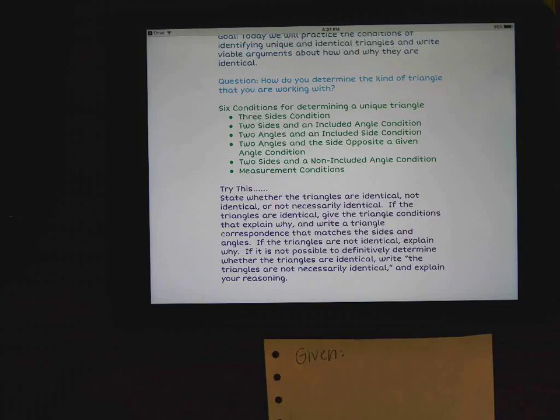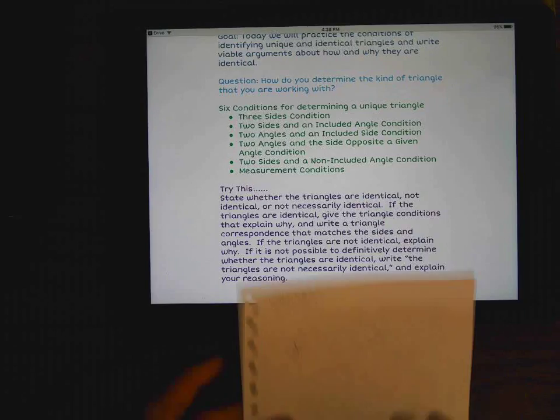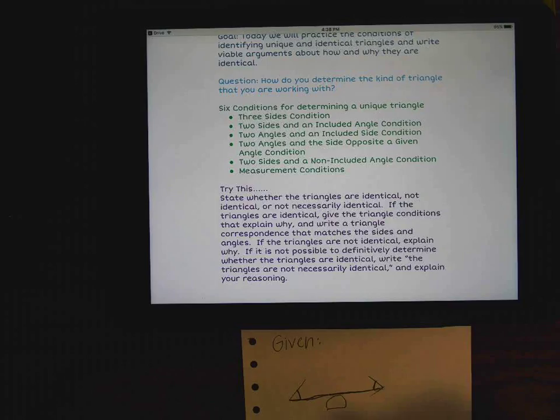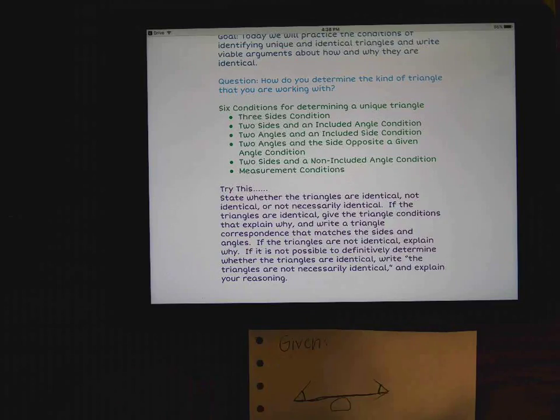2 angles and an included side means that you have an angle on this side, right here, and you have another angle on this side right here, and they are connected by this given side. So you're given this information, this information, and also this length right here. Then 2 angles and the side opposite the given angle condition, which we drew. That's where you used your transparency and had to draw the angle and then turn it and twist it and move it around until it sits where it's opposite.